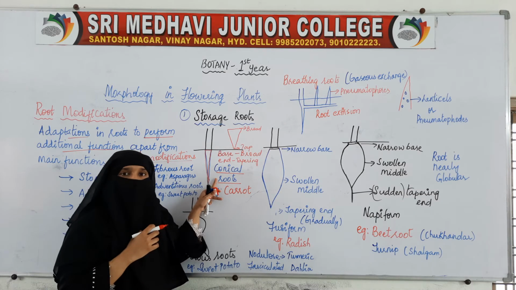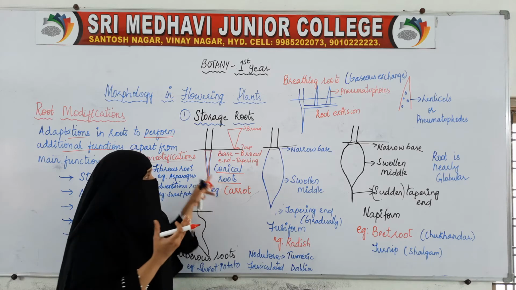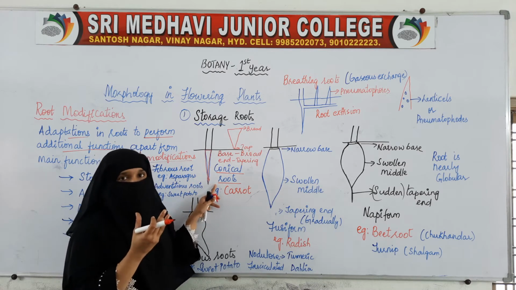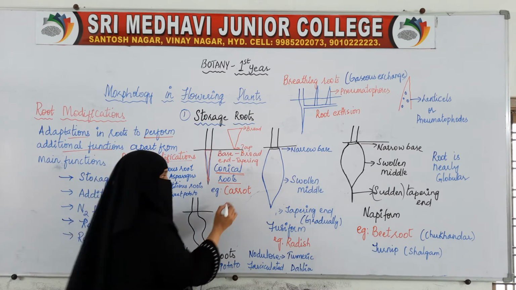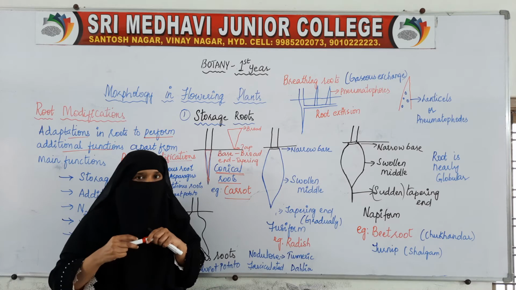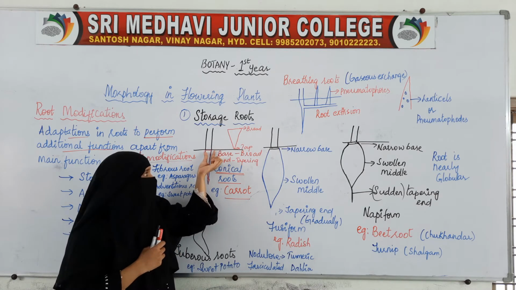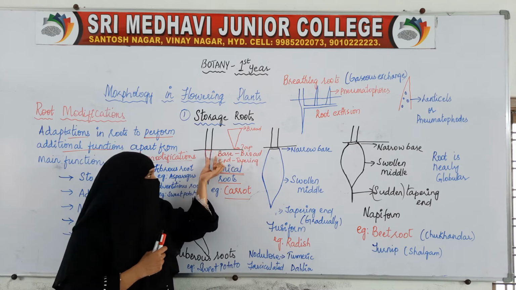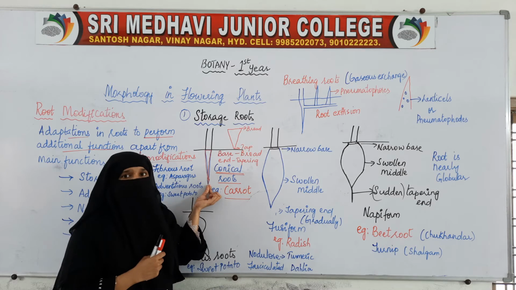So these are called the conical roots. When the roots store food material, they attain the shape of a cone, so those are called conical roots. An example is carrot. We have all seen a carrot. Here the base is broader, and the broader base gradually tapers, and in the end it forms a cone shape.